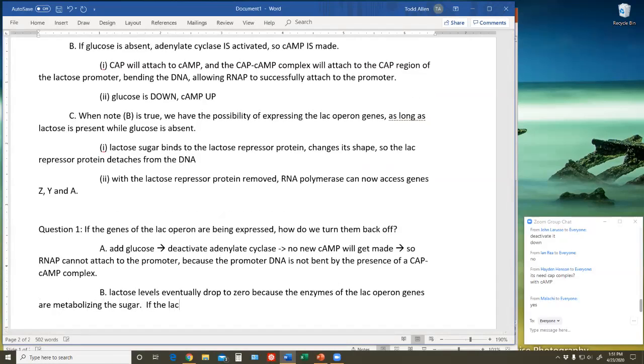If the lactose levels drop to 0, what's going to happen with the lac repressor? If the lactose levels drop to 0, what's going to happen to the lactose repressor? Anybody? Hayden, you say it falls off. What do you mean? You mean the repressor falls off the DNA? Is that what you mean?